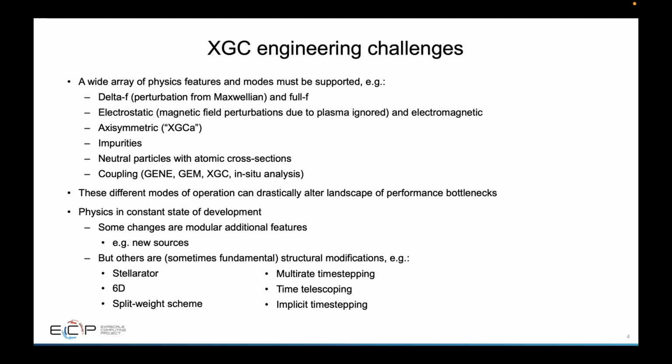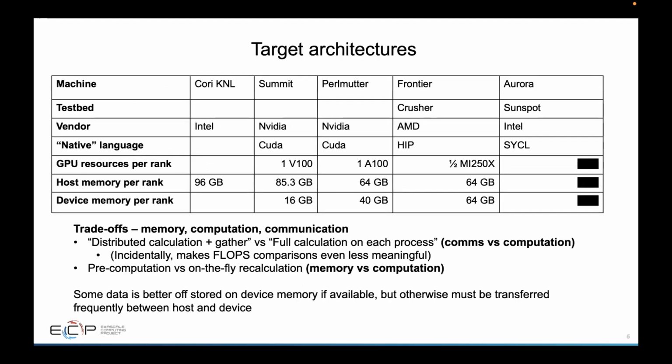Additionally, the physics is always in a state of development. There's some changes that are just easy modular features like new sources, but then there are also structural changes that we're in the process of developing at the same time, like enabling stellarator physics, enabling 6D physics, and then different algorithms, multi-rate time stepping, time telescoping, implicit time stepping. So having a code base that can operate at exascale while also enabling all of these different types of physics is a big challenge.